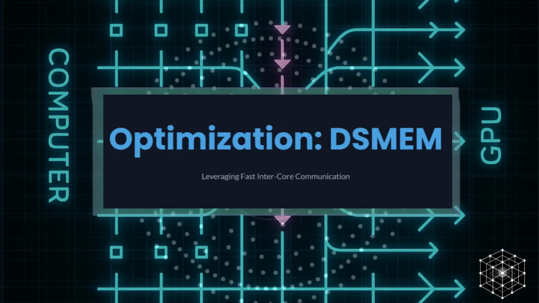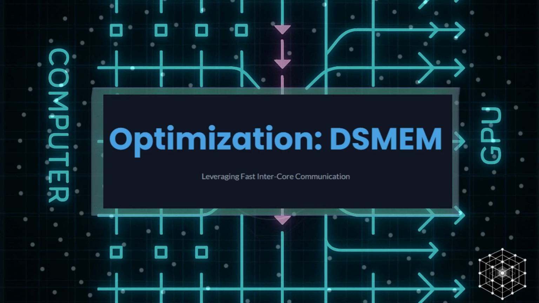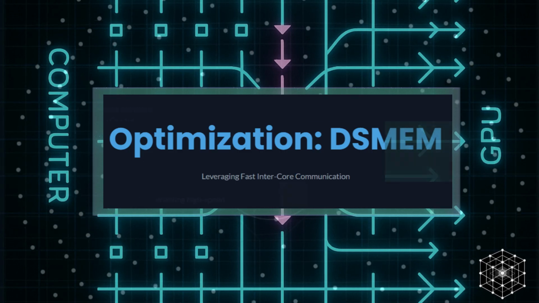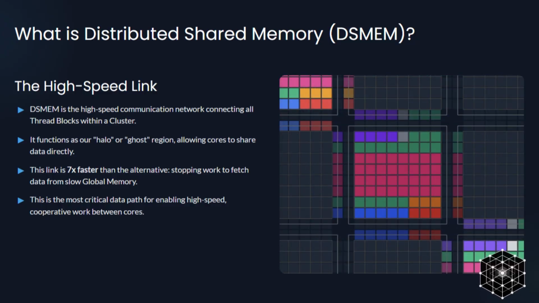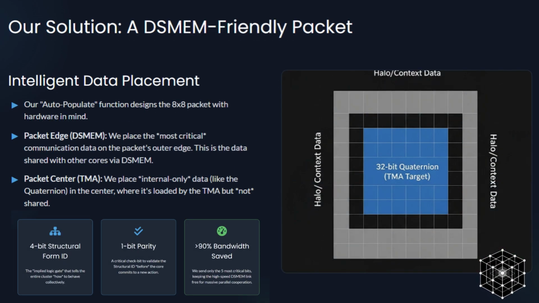Next is the optimization of the Distributed Shared Memory, or DSMEM. The data that lives on the edge of our 8x8 grid is what will be exchanged via DSMEM. We must place our most important communication bits there. For most cases, the 4-bit structural form ID and the 1-bit parity right on the packet's edge. This means when our 9 cores talk to each other, they are only sharing the 5 most critical bits needed to determine their collective behavior.